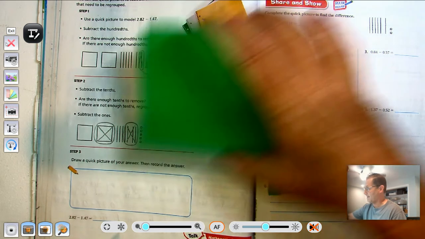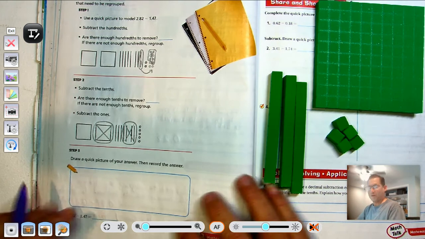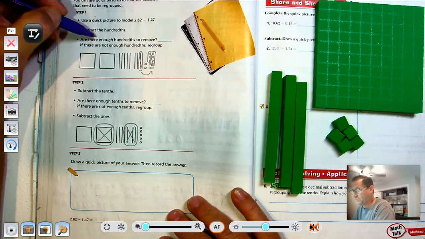So what would that look like with a picture? So were there enough hundredths to remove? No.